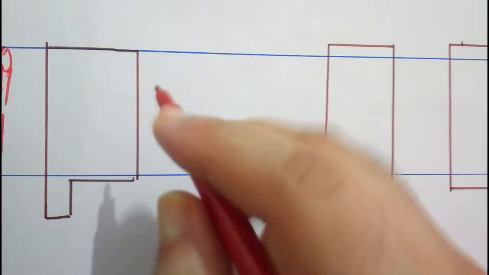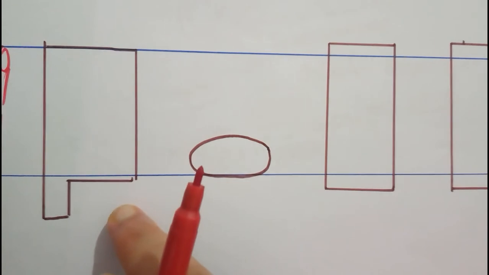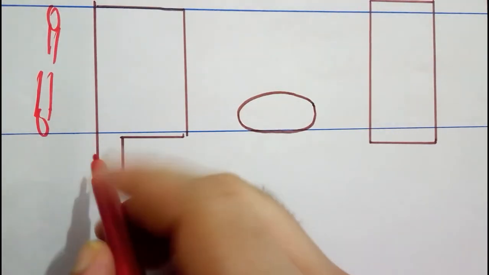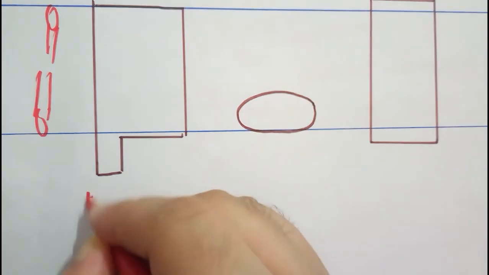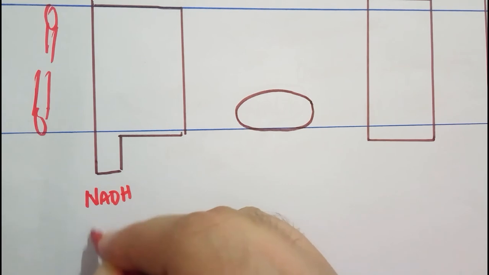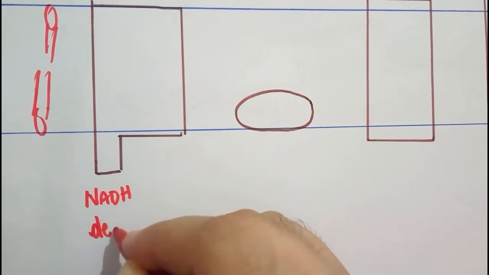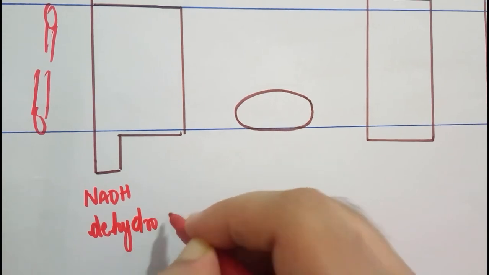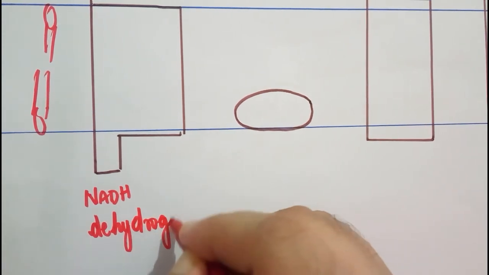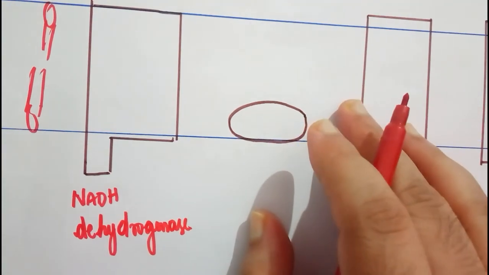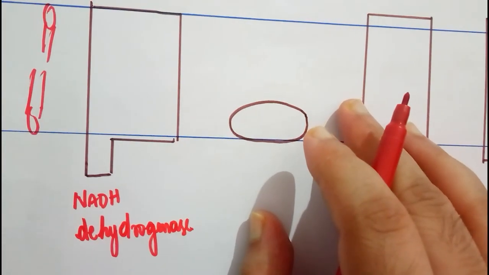Now this is complex 1. What is the name of complex 1? The name of complex 1 is NADH dehydrogenase. You have to remember this. If you say it 5 times, you'll get it, no issues. So the first complex is NADH dehydrogenase.